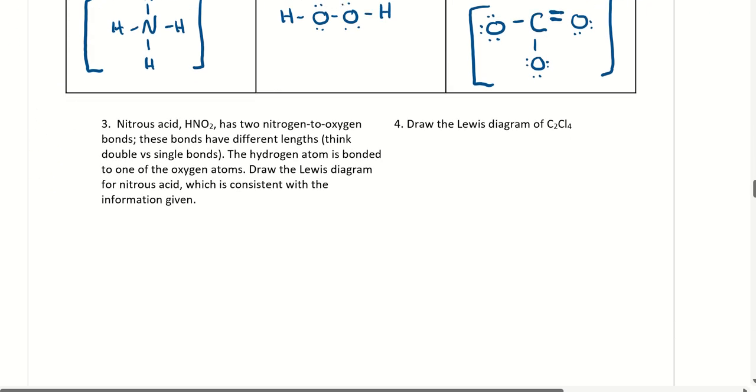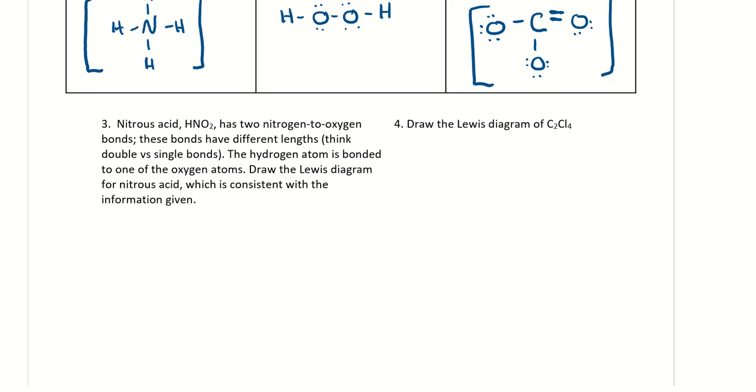Nitrous acid, HNO2, two nitrogen oxygen bonds. Okay, these bonds have different lengths. Think double versus single, so that's telling us something, that they have different lengths. The hydrogen atom is bonded to one of the oxygen atoms.